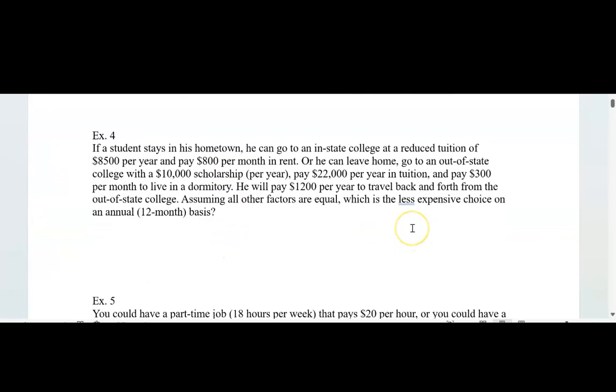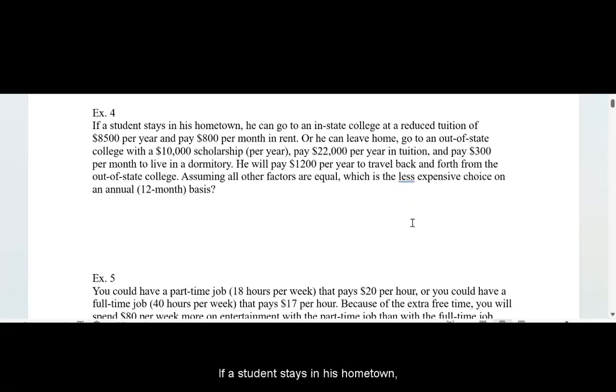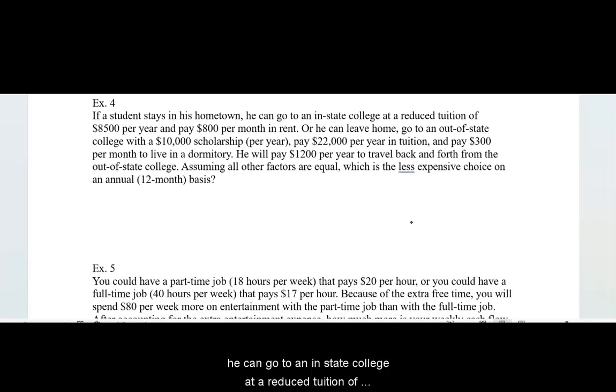Now let's look at more. Example 4. If a student stays in his hometown, he can go to an in-state college at a reduced tuition of $8,500 per year and pay $800 per month in rent. Or he can leave home, go to an out-of-state college with a $10,000 scholarship per year, pay $22,000 per year in tuition, and pay $300 per month to live in a dormitory. He will pay $1,200 per year to travel back and forth from the out-of-state college. Assuming all other factors are equal, which is the less expensive choice on an annual 12-month basis?